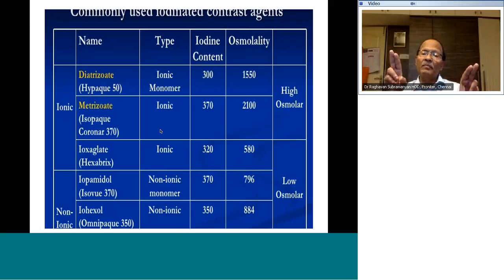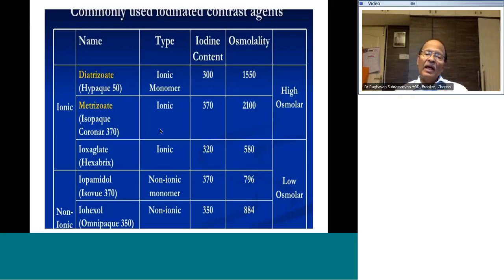So there are the two terms. One is the relative osmolarity, and two is whether they break up into cations and anions in solution. So these are two properties, and they are more or less related. Most of the ionic contrasts happen to be high osmolar. That means they have a relatively lower iodine content for a given degree of osmolarity. They not only produce a high amount of anions and cations, they also produce a high osmolarity for a given amount of iodine.